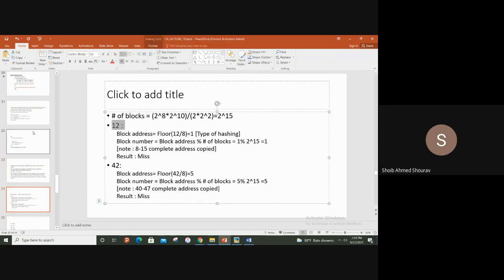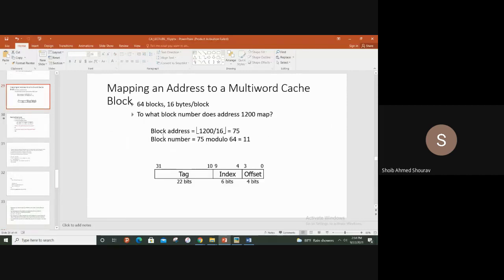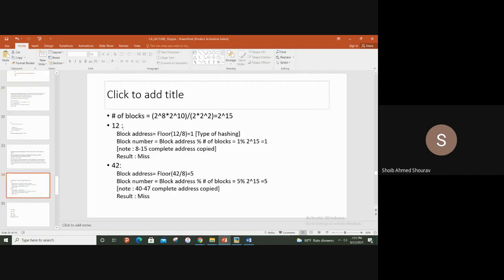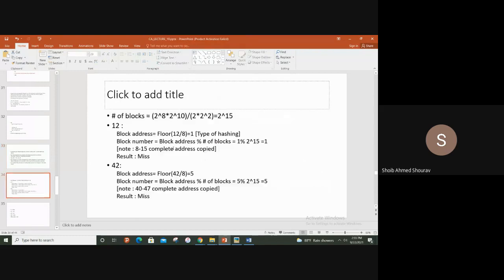Now, for 12, where this byte number 12 will go, we have to find out in this way. First block address, then block number. Block address is the number divided by the number of bytes per block. Then block number is that block address mod the number of blocks in the cache. So the block address for 12 will be floor of 12 divided by 8. Why divided by 8? Because there were only 2 words, so 8 bytes. So 12 divided by 8 will be 1.